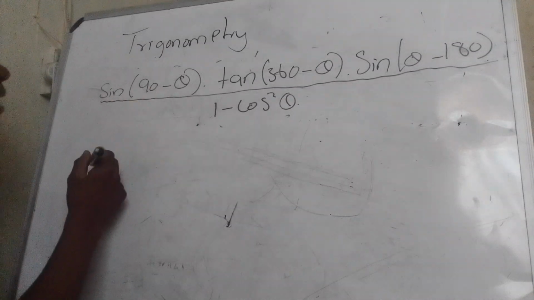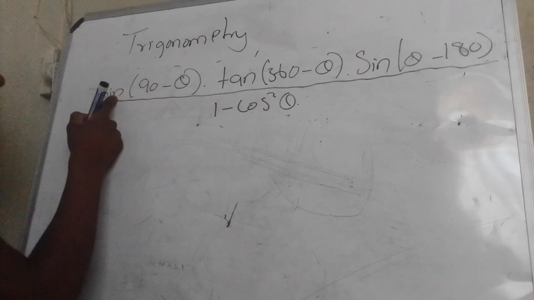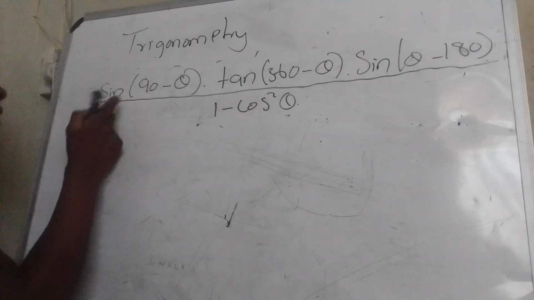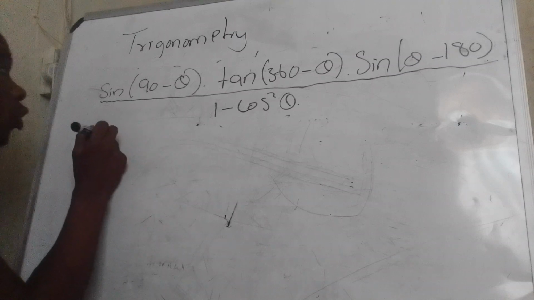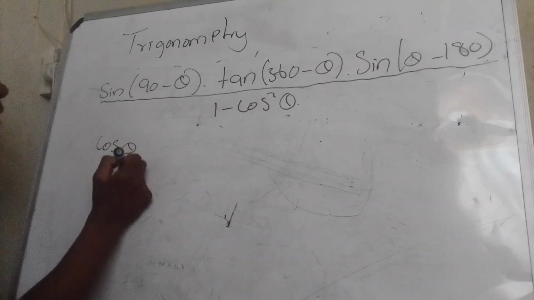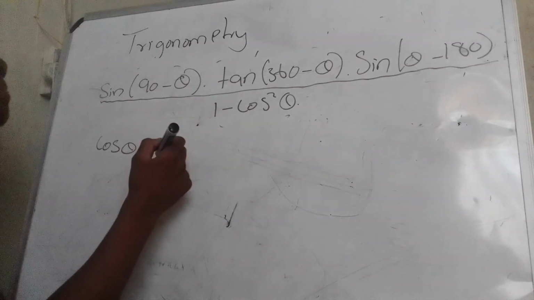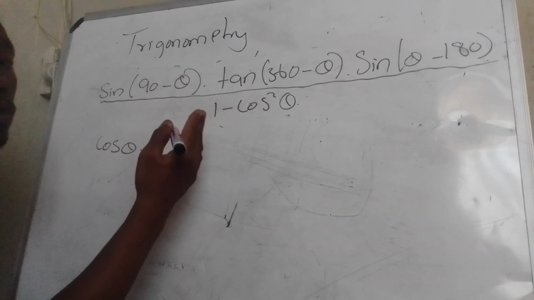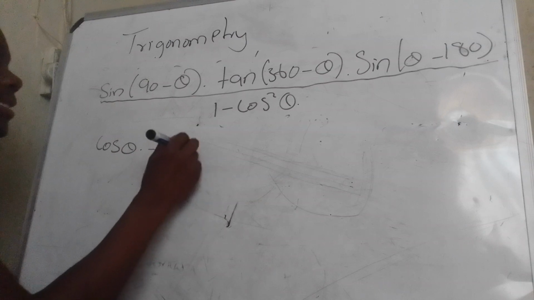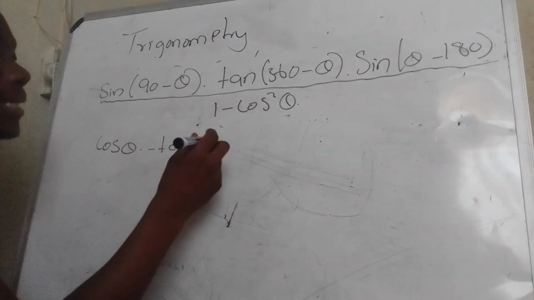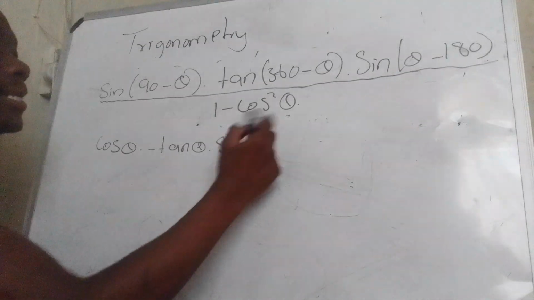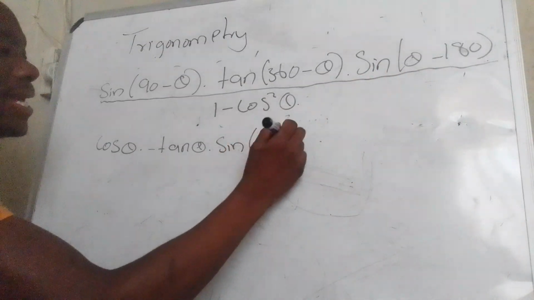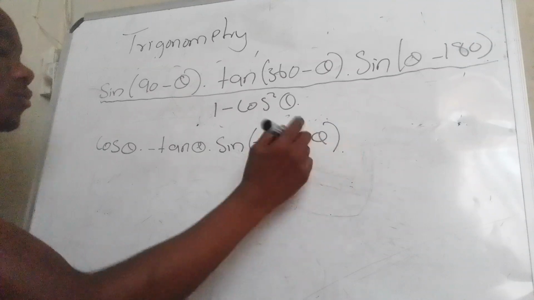So 90 minus an angle is in which quadrant? In the first quadrant. How is sine in the first quadrant? It is positive. Then we have 90 with sine here, so it's going to its co-ratio. So we're going to have cos of theta, times 360 minus an angle, which is in the fourth quadrant. Tan is negative in the fourth quadrant, so we're going to have negative tan theta. Then for sine of theta minus 180, we arrange it as negative (180 minus theta).